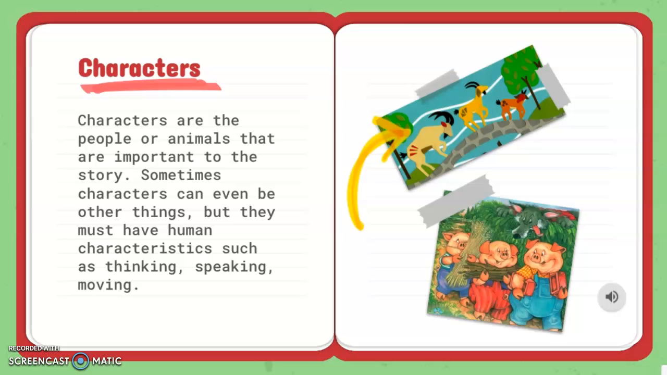One of the story elements you're probably pretty familiar with already is characters. Characters are the people or animals that are important to the story. Sometimes characters can even be other things, like toys in Toy Story, or I have a book where it's trees that are talking, and those are the characters in that story. But they must have human characteristics such as thinking, speaking, and moving. And just because an animal is in a story does not mean it would be classified as a character. It has to be really kind of important to the story.